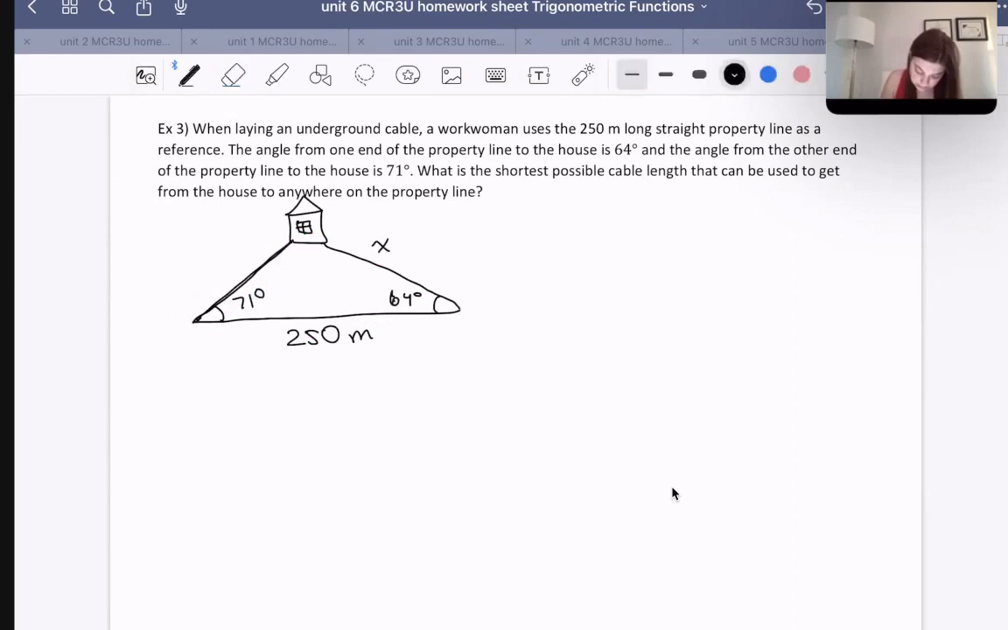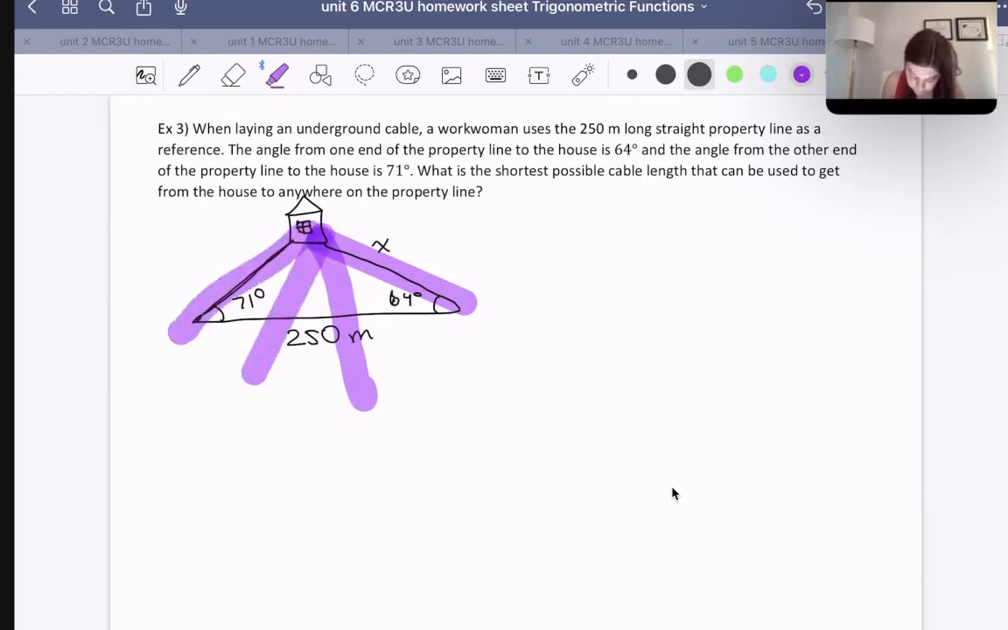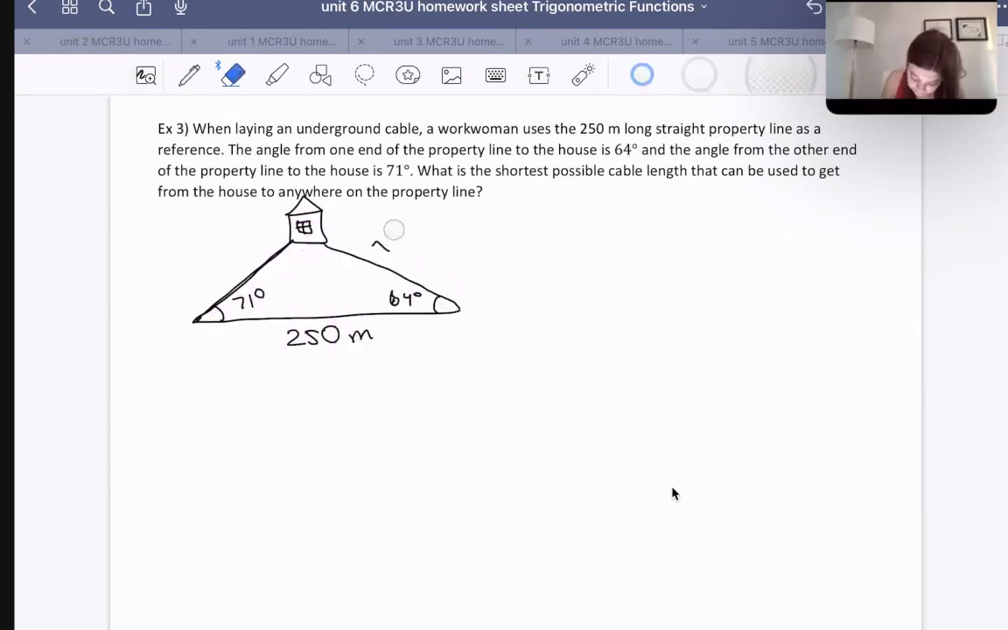Whereas this one here, that's on the longer side, this could go here, this could go here, this could go here, this could go anywhere on the property line in that shortest distance. So keep in mind, that's why we need to find this one here as opposed to the other one. And that's also partly why I wanted to make them a little bit more accurate, right? So it's this one we're going to be finding.